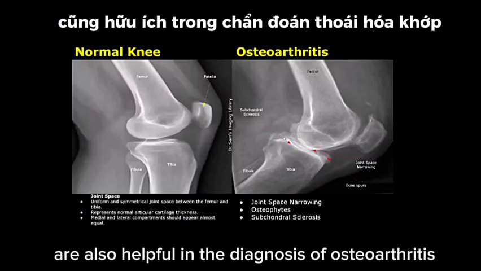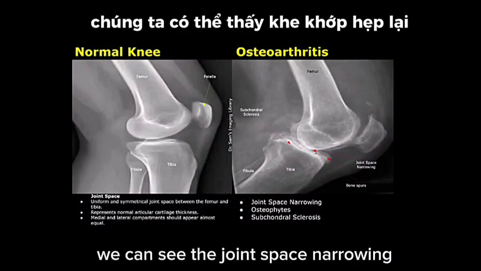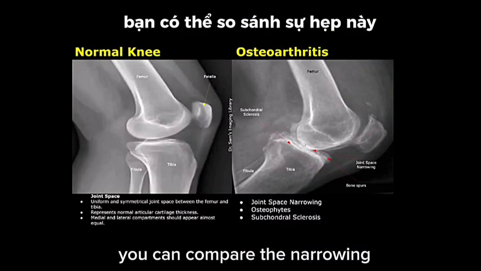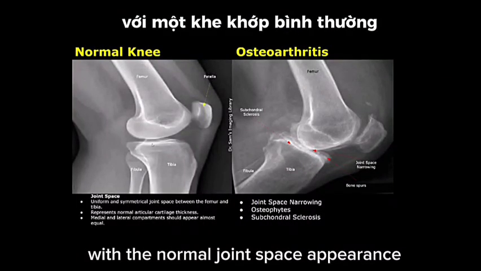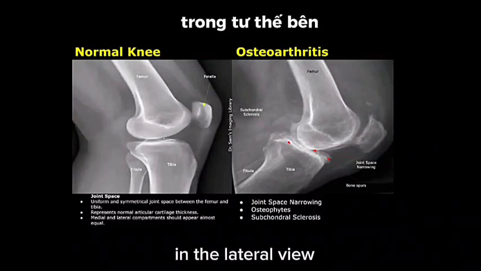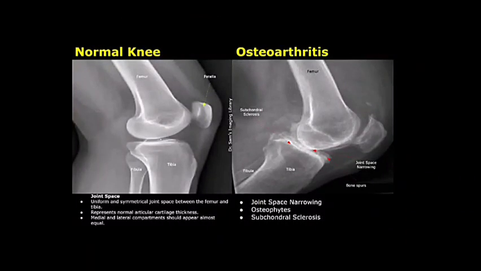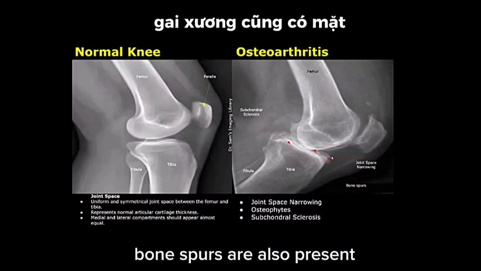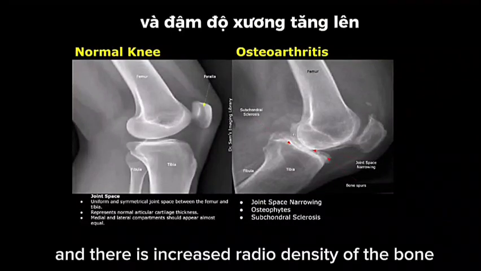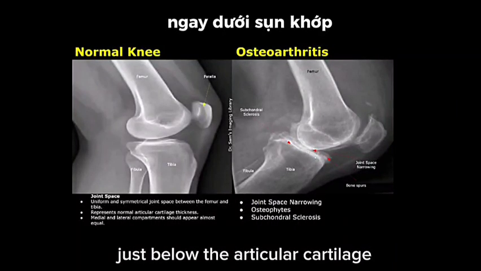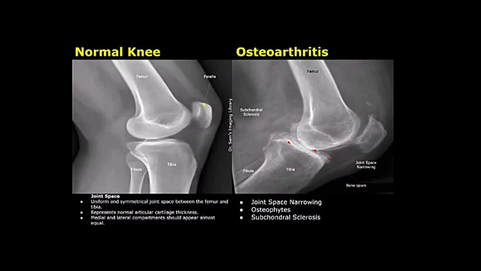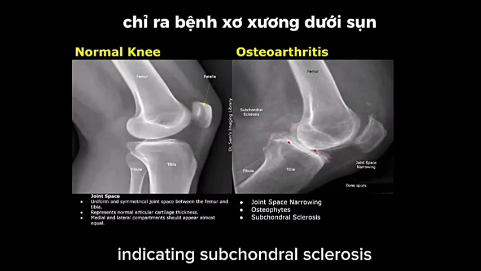Lateral views are also helpful in the diagnosis of osteoarthritis. We can see the joint space narrowing. You can compare the narrowing with the normal joint space appearance in the lateral view. Bone spurs are also present, and there is increased radiodensity of the bone just below the articular cartilage, indicating subchondral sclerosis.